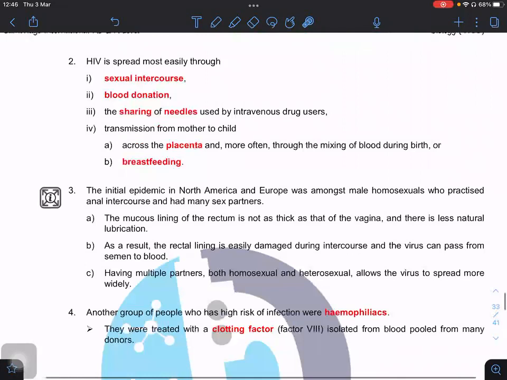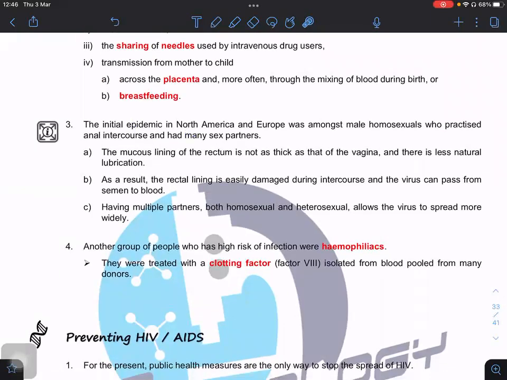So the initial epidemic started in North America and Europe, due to the practice of anal intercourse. As I say, anal intercourse is not lubricated enough. The mucus lining of the rectum is not as thick as the vagina, so there is less natural lubrication. As a result, it easily has lacerations, so the fluid and virus can pass from semen to the blood. And having multiple sex partners, homosexual and heterosexual, allows the virus to spread more widely.